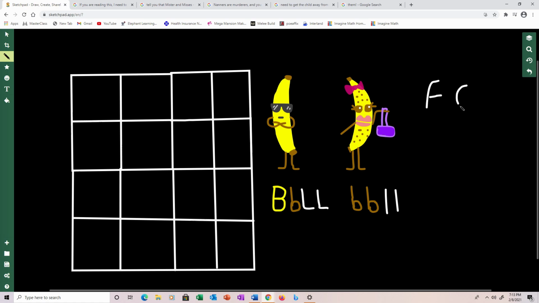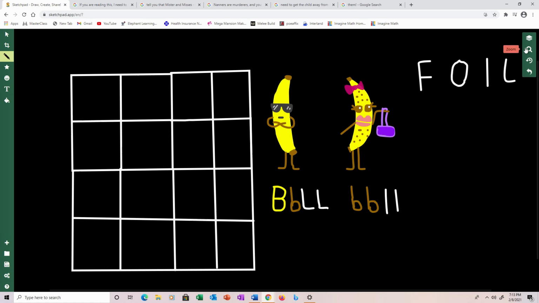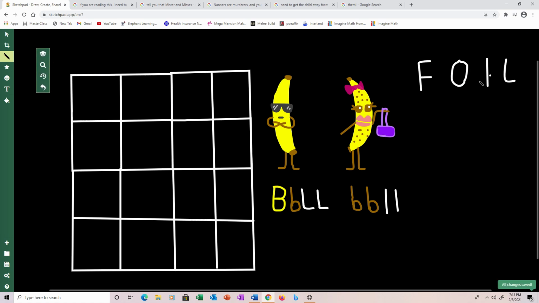So basically, right now I'm struggling to write FOIL, and that's what we're gonna use to split up these traits, these chromosomes, because that's basically what they are. And so the F in FOIL stands for first. And what we're gonna do is we're gonna take the first letter in each pair. So the B pair and the L pair, we're gonna take the first ones.